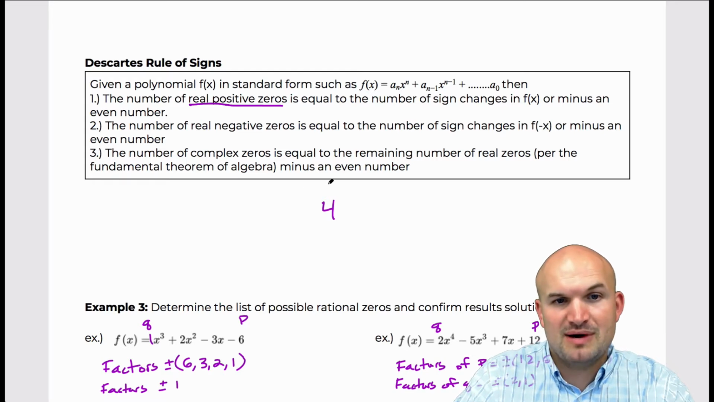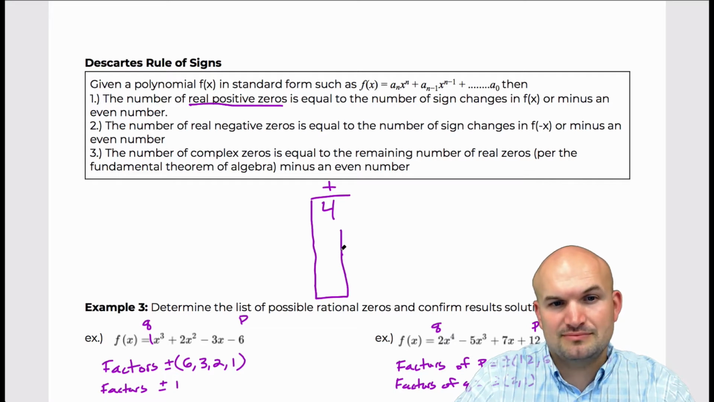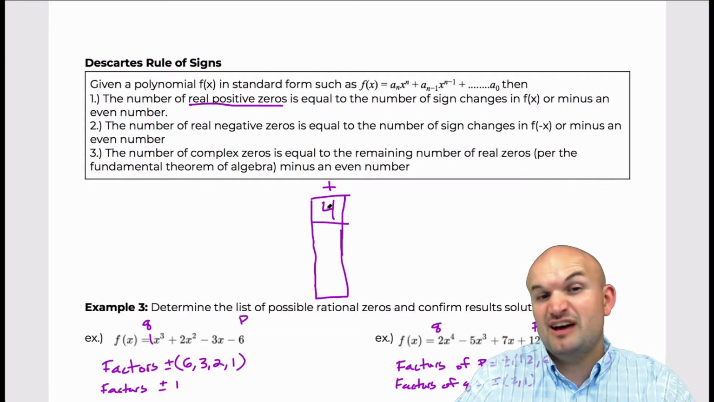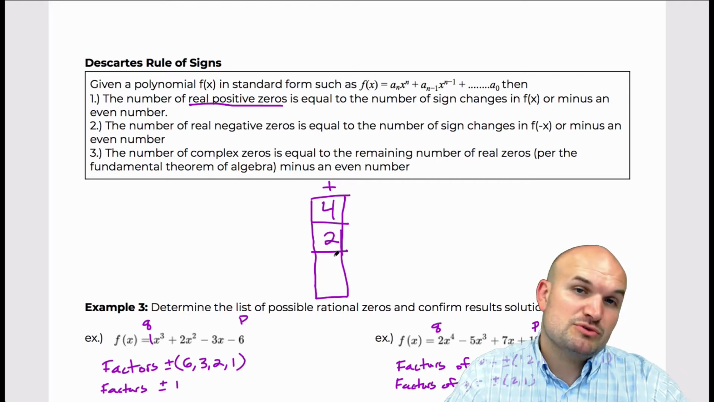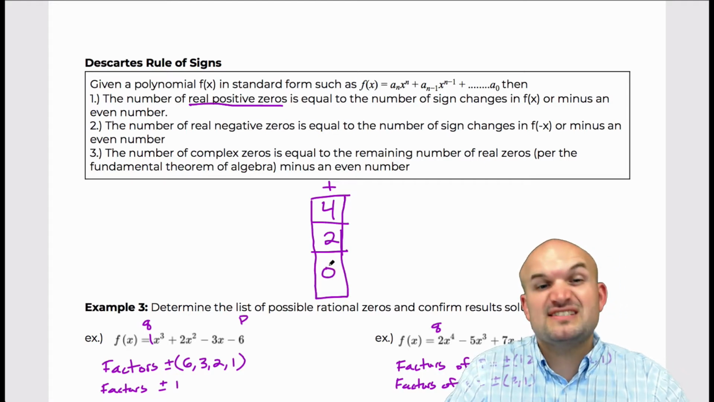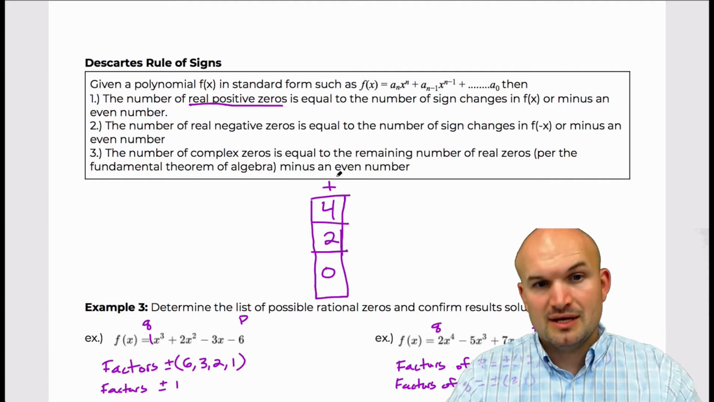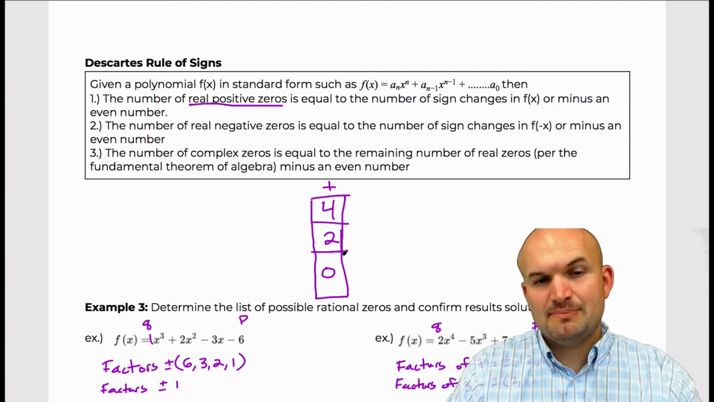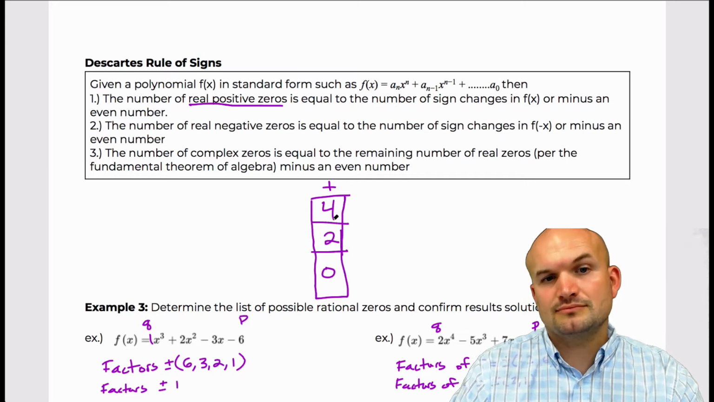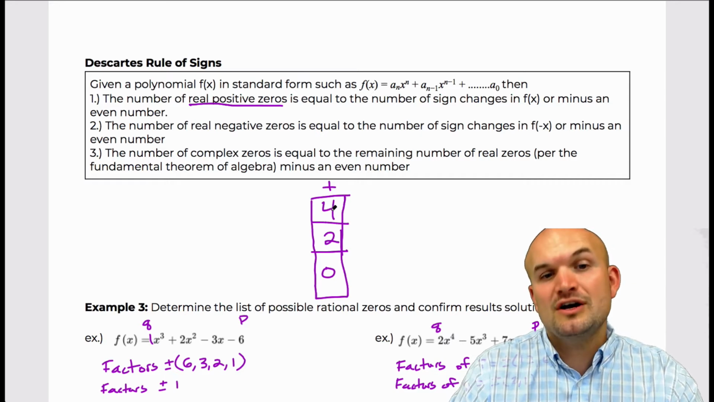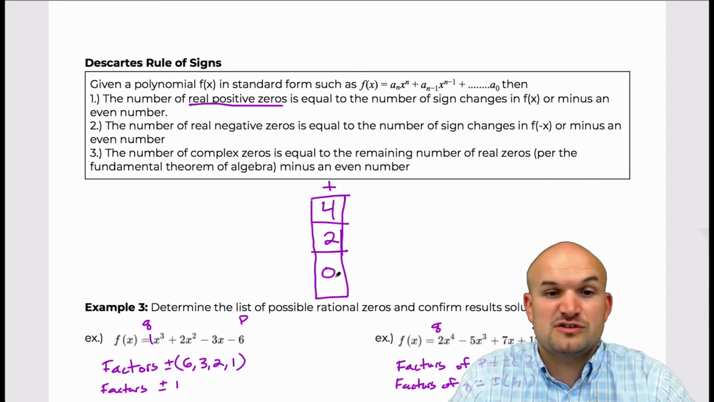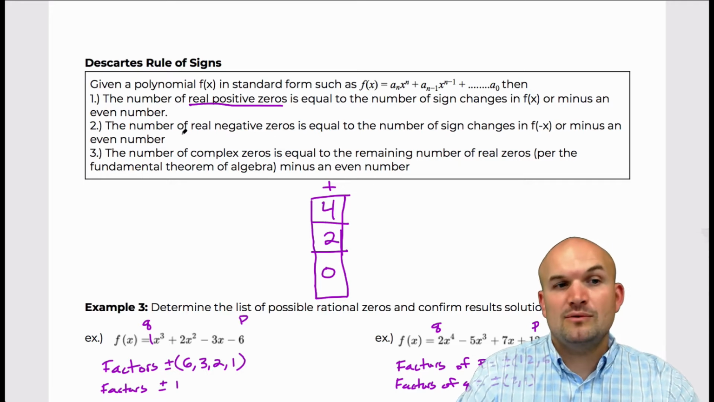So let's do the possible positive real zeros. If you have 4 sign changes, you could have 4, or you could subtract 2, which is an even number, so you could have only 2 positive real zeros, or you could subtract 2 again, and you'd have 0 positive real zeros, okay? So that is the possibility of your real zeros. All 4 of them could be positive real zeros, you could have only 2 positive real zeros, or you could have none at all.